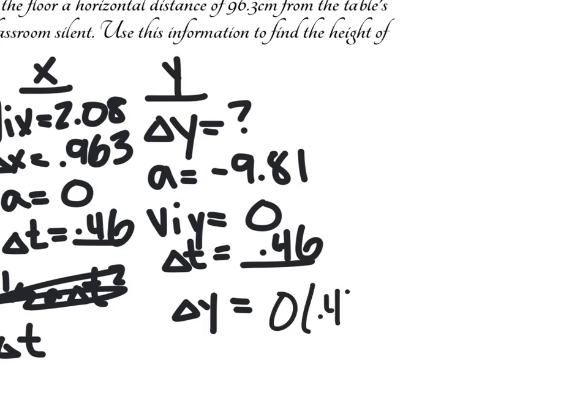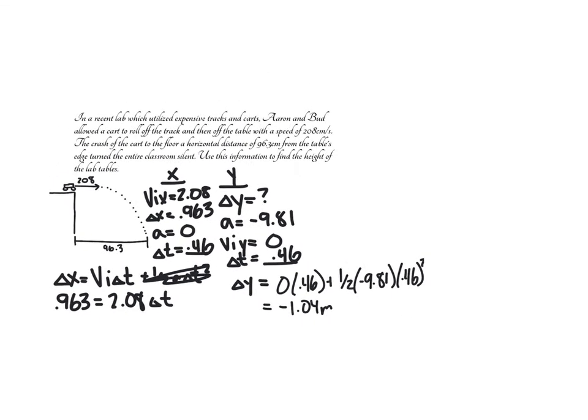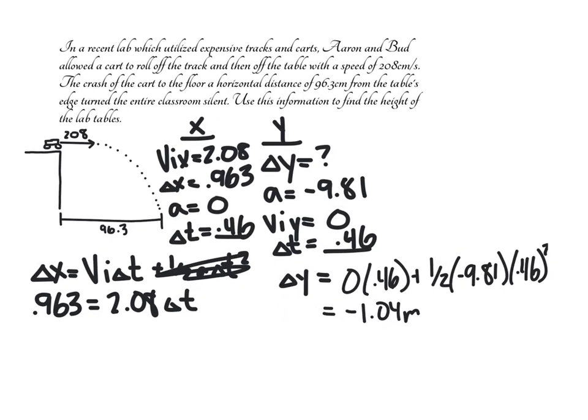Okay, so I have negative 9.81 and then my time squared at the end. So my vertical height, when I plug it into my calculator, is negative 1.04 meters. Now, the reason that it comes out to be a negative number is because it's falling, because the cart is coming off of the table and it's falling to the floor.